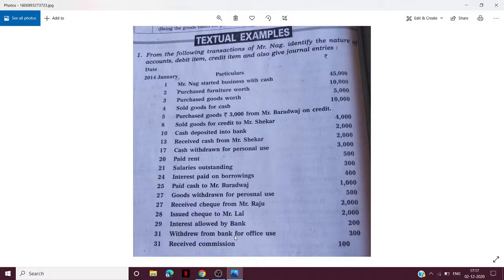Let us continue today's lesson. If we are thorough with this sum, which I am going to solve now, which consists of every simple journal entry that everyone can do, it's very simple. So let us read out the question first.